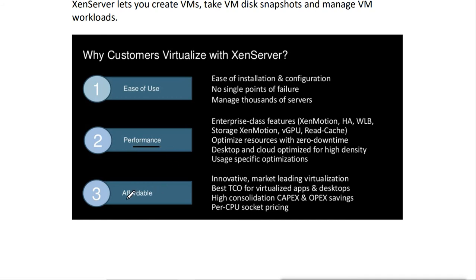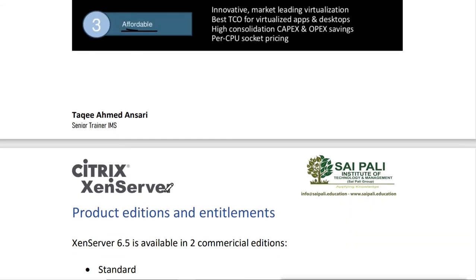Then it is also affordable. It is innovative, market leading virtualization, and it has apps and desktop virtualization also. So it gives you savings with per CPU socket pricing. When you go for the virtualization hypervisor, it will ask you to pay per CPU, whatever CPUs you have in your server hardware, so you will get the license accordingly. So it is affordable, it is cheaper than the other virtualization platforms.